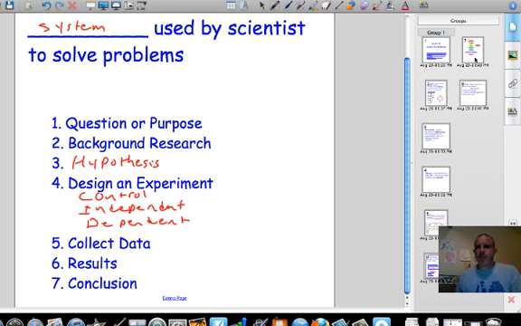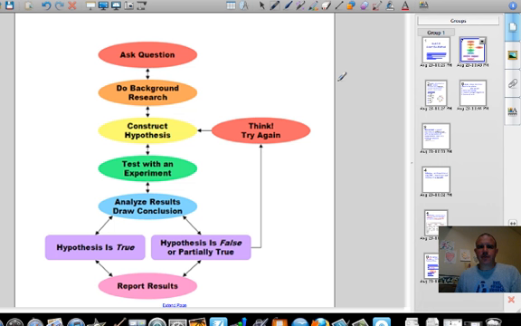So another way to view that would be this flow chart we have. We can look at the question, which was step 1. We can go to our background information. We have a hypothesis. We test by going through our experiment. We analyze the results and we draw a conclusion.